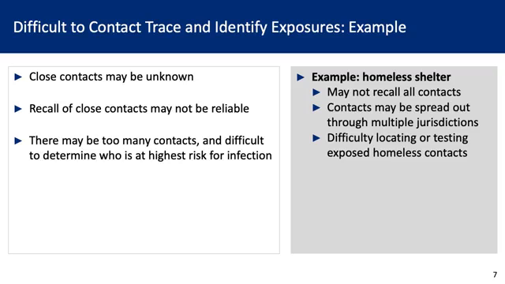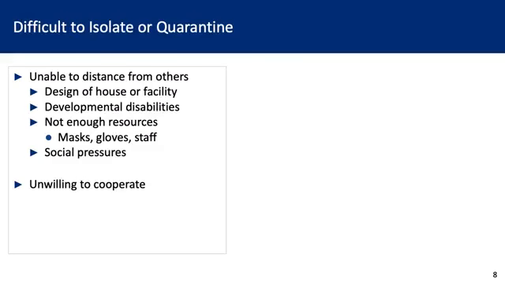So that would make the contact tracing much more complex. You may also have difficulty locating or testing contacts who were exposed to this person. So that's another added layer of difficulty in this kind of setting. In some places, it may just be very difficult for cases to isolate themselves from others or for contacts to quarantine themselves from other people.